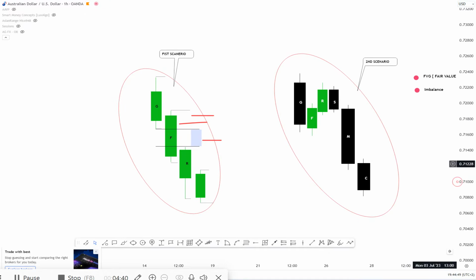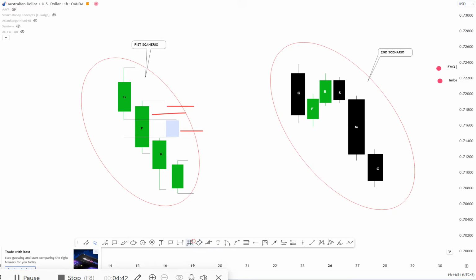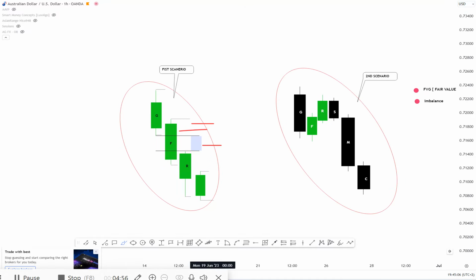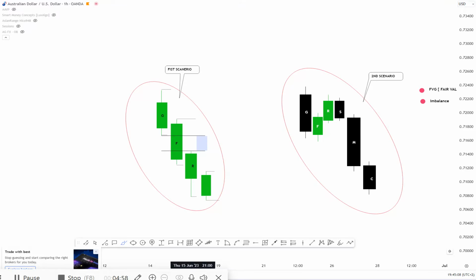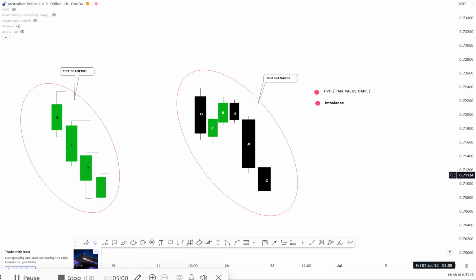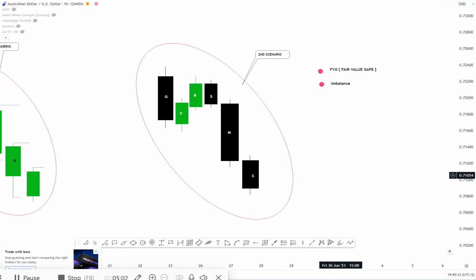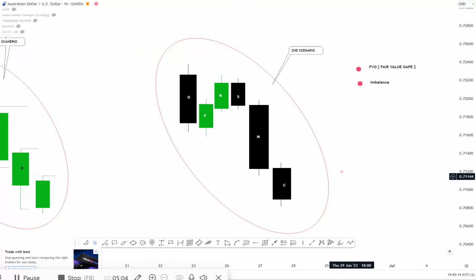So the same thing we will follow in the second phase as well. So this is our first candle and this is our second candle, the third candle high, the first candle low. This is our first candle low, the third candle high. So this whole area will be our imbalance. So the market needs to cover that imbalance as well. So this is our second scenario. We will talk about this one now.